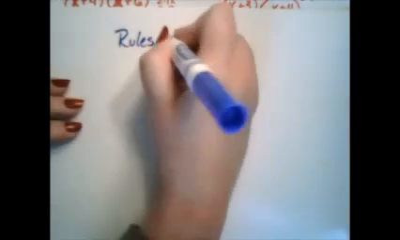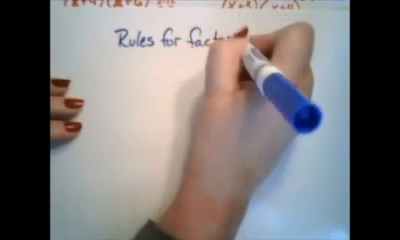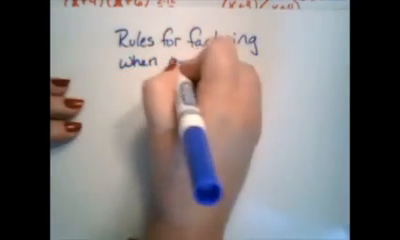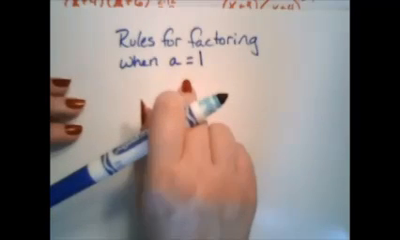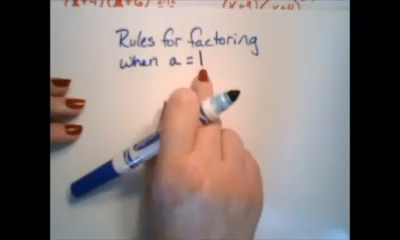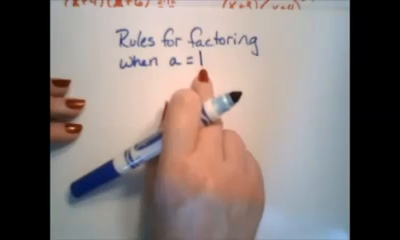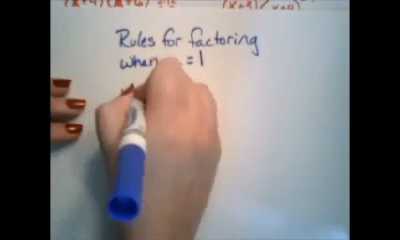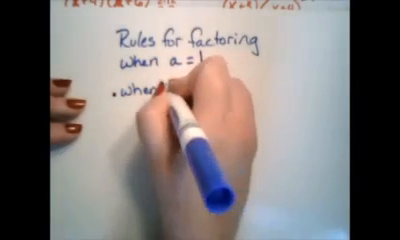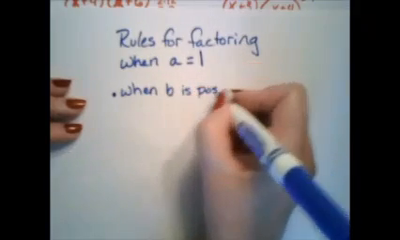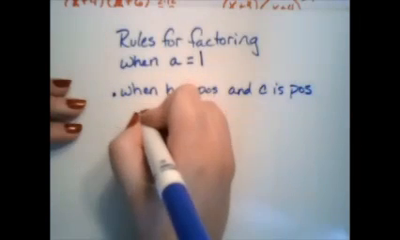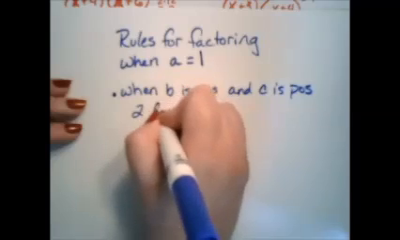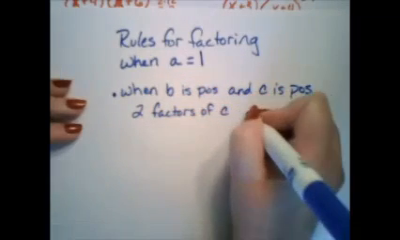So let's go through some general rules for factoring. And this is when A equals 1. Write that down and we will explain it better tomorrow. Essentially, we don't have a coefficient in front of x squared. It's just x squared. It's not 3x squared or 5x squared or anything like that. So, first rule, when B is positive and C is positive, then the two factors of C add together.